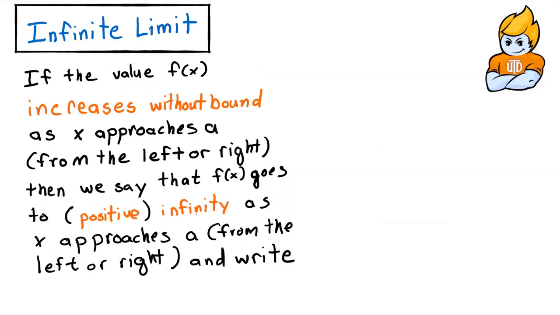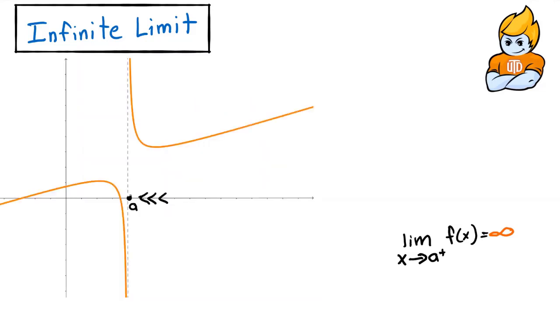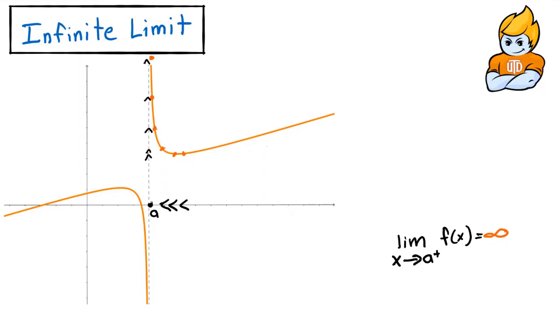Let's first define a positive infinite limit. If the value f of x increases without bound as x approaches a from the left or the right, then we say that f of x goes to positive infinity as x approaches a from the left or the right. We write this if x is approaching a from the left and if x is approaching a from the right. In the given graph, we see that as x approaches a from the right, the values of our function grow without bound. And we say that f goes towards or tends towards infinity.